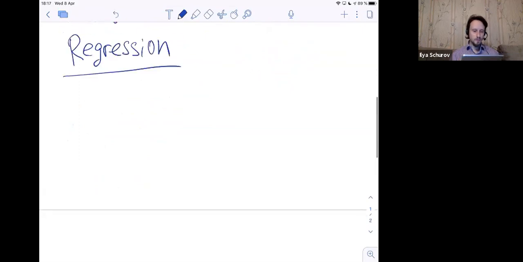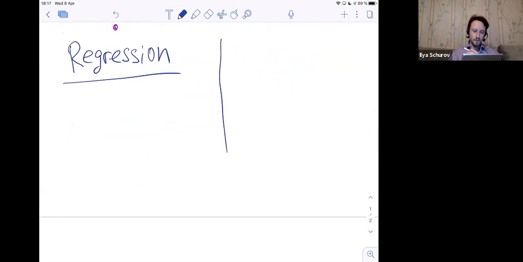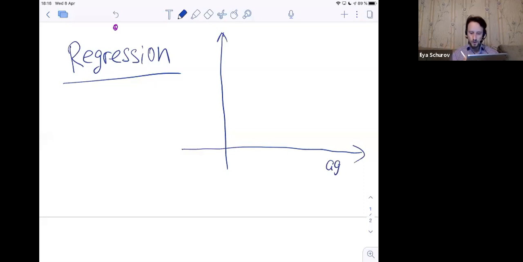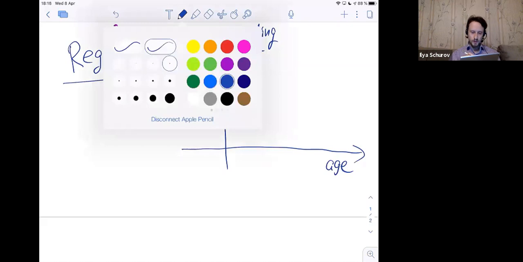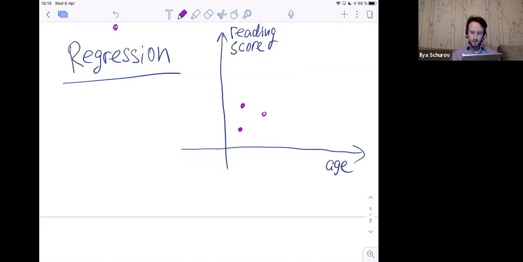So, what is regression? Let me think about some example. For example, we study some relation between two variables. We are studying how children learn to read, and we have two variables. One variable is age, and another variable is reading score. We have several children, and for each child we know their age and their reading score. These are children of different ages, so we can draw our data set something like this.